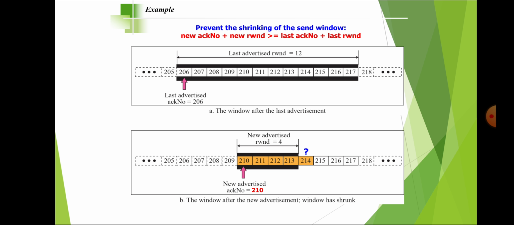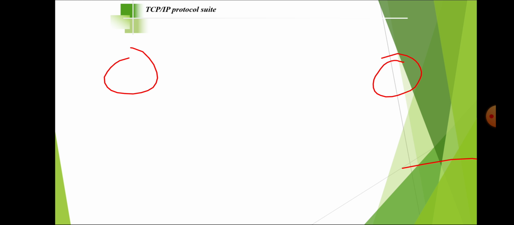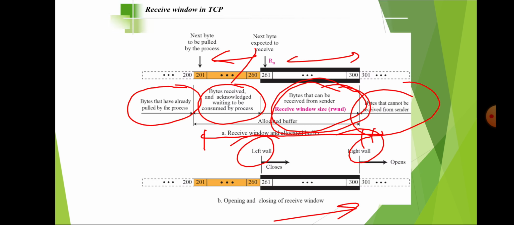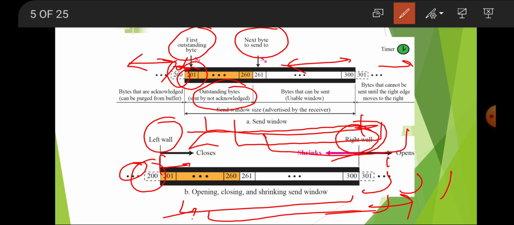Closing the window means moving the left wall to the right. In the previous slide we have seen that. In this slide we can see this: closing the window means moving the left wall to the right. So this is the left wall moving towards the right, and that is the closing window. And opening the window means moving the right wall to the right. This right wall is moving towards the right, and that is opening the window.